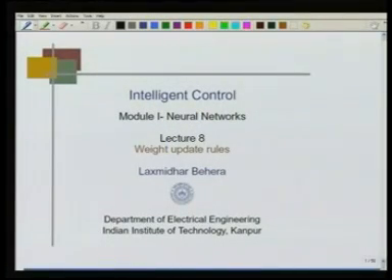Welcome everybody. This will be a lecture on weight update rules for neural networks, various possible schemes in this course on intelligent control. We have already discussed various feed-forward neural networks, multi-layered neural networks, radial basis function neural network, and associated algorithms for these networks.